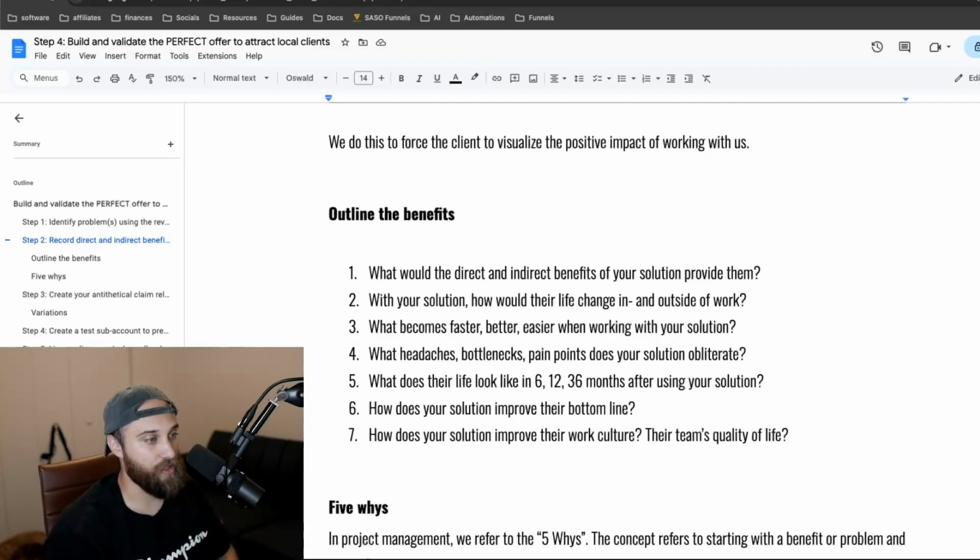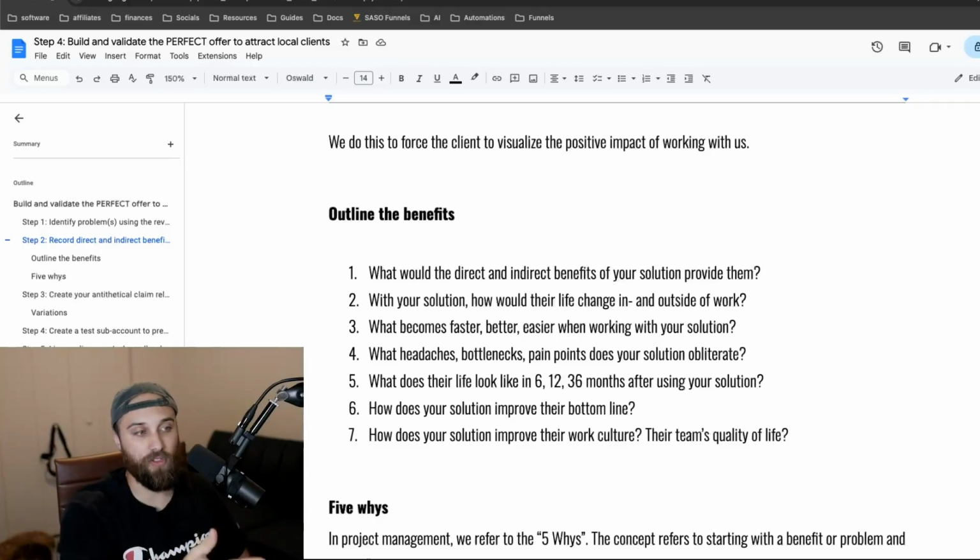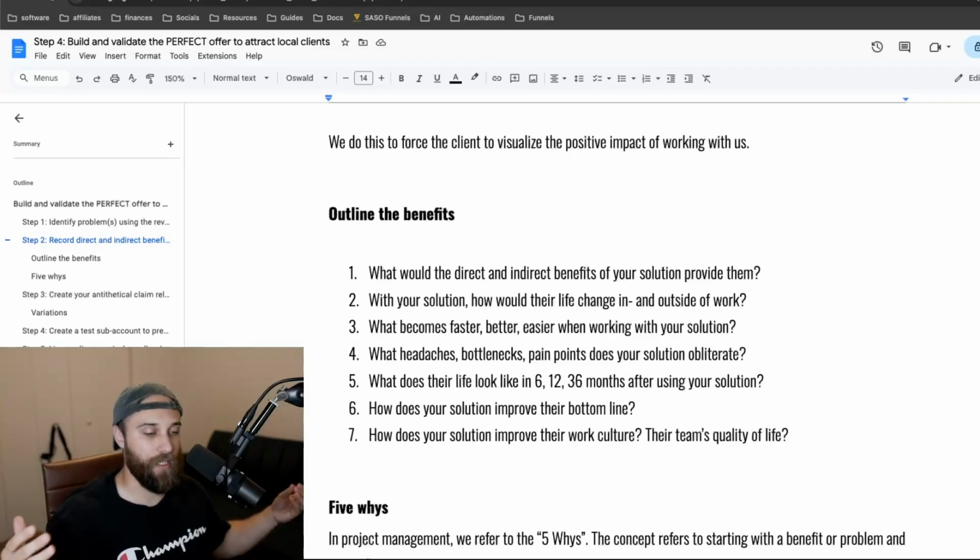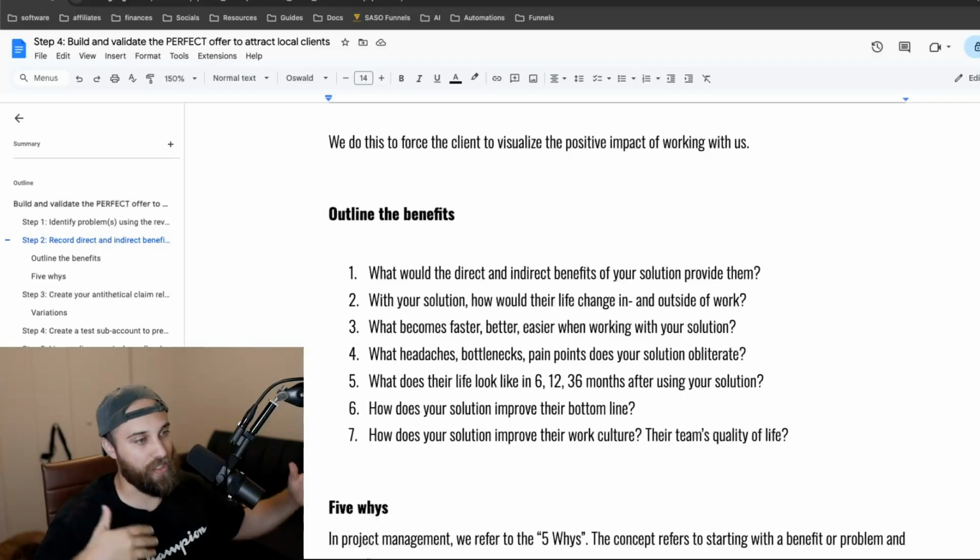And number 7, how does your solution improve their work culture, their team's quality of life? So for example, if you're using HighLevel and you're saying, hey, we have this streamlined CRM, that's going to make your team much happier because you have one central location. Everybody keeps track of where people are in the pipeline, and that's going to make everybody much happier because now there's less confusion, there's less arguing because of the confusion, everybody gets along much better, right?